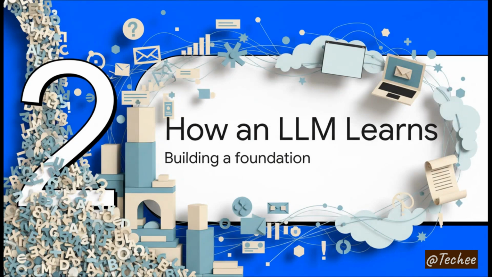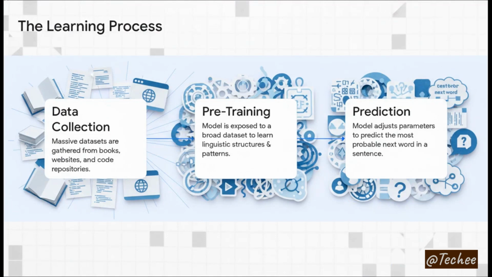So how does an LLM go from basically a blank slate to being able to write an email or even a poem? Well, the learning process is pretty fascinating. It's a multi-stage journey that all starts with building this massive foundation of knowledge. We can really break down that initial learning into three big steps. First up, data collection. An almost unimaginably vast data set is pulled together from books, websites, scientific papers, code, you name it. Step two is pre-training.